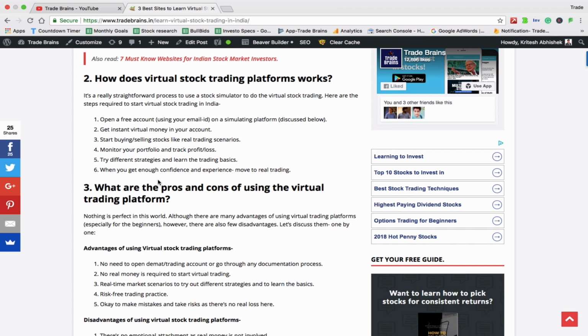If you're completely new to the stock market, you can learn the basics and different strategies using a virtual trading platform, and I'll really recommend you to try a virtual trading platform for a few months before. Now there are three famous websites where you can learn virtual stock trading, and we are going to discuss each one of them in detail.